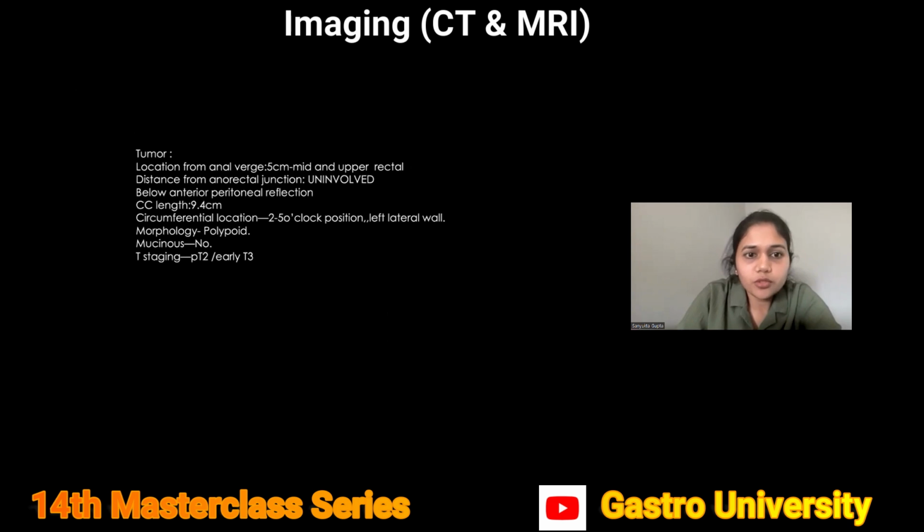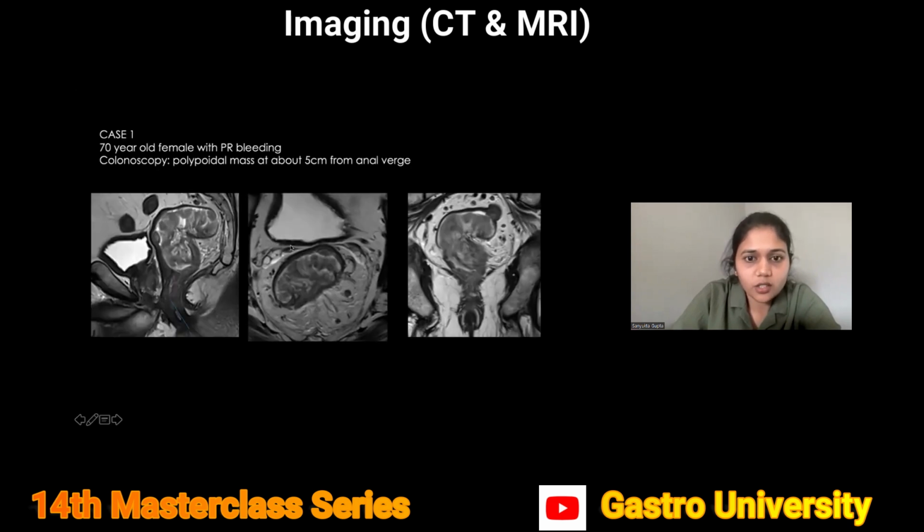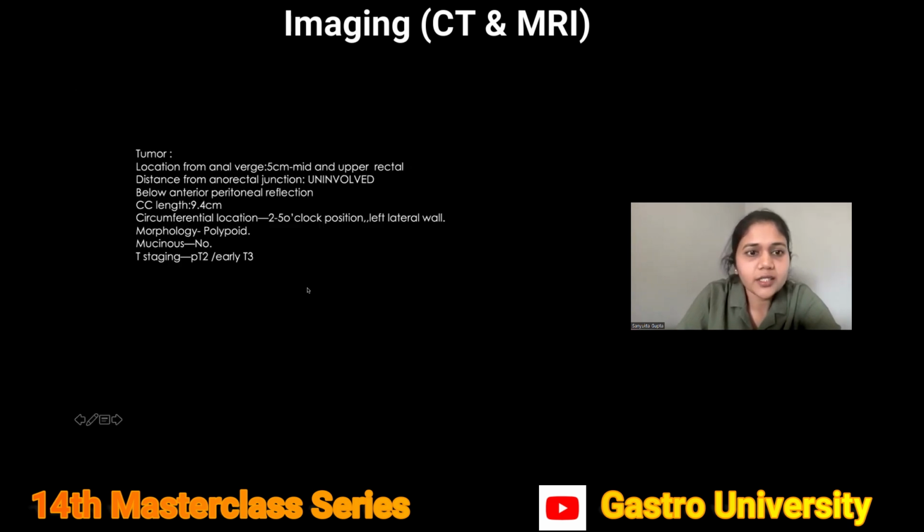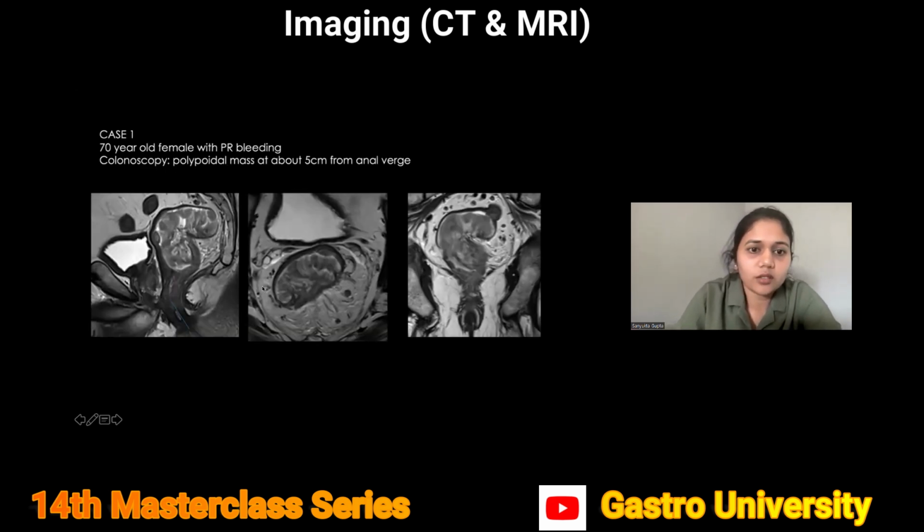Morphology is polypoid, no mucinous component, as I cannot see any T2 hyperintense components, and the T staging is pT2 or early T3. So here the muscularis propria is almost invaded, so it could be an early T3 stage.